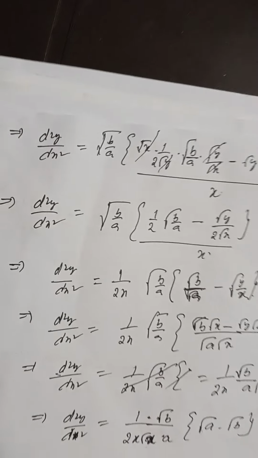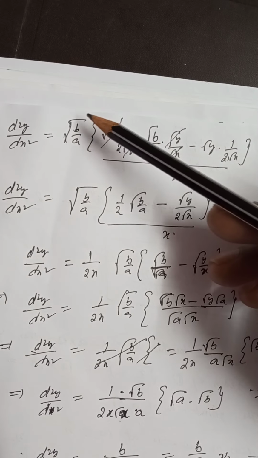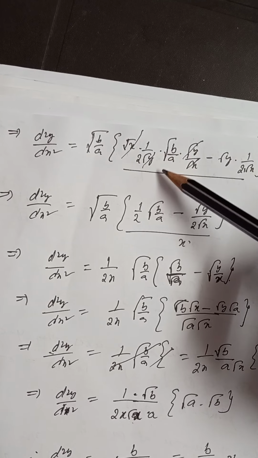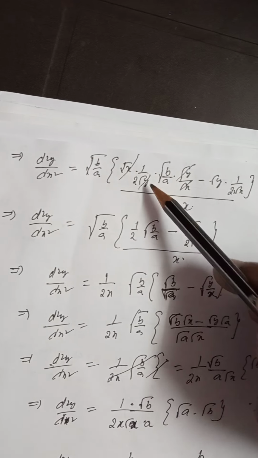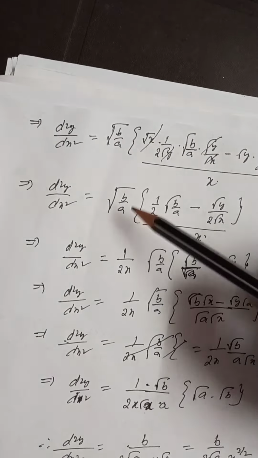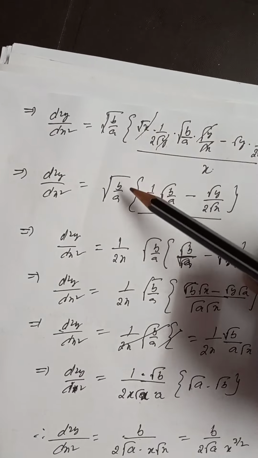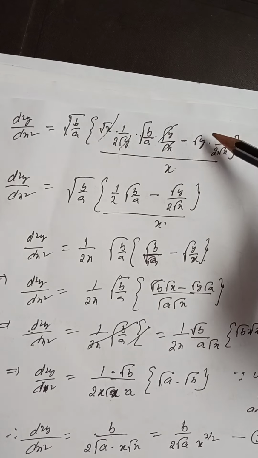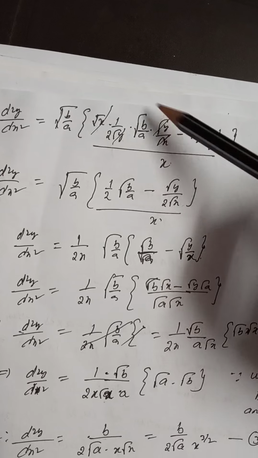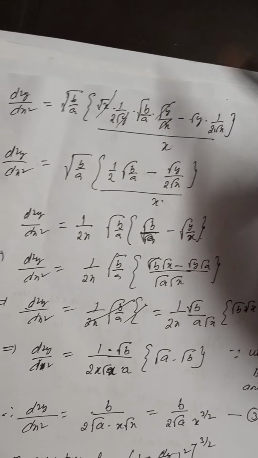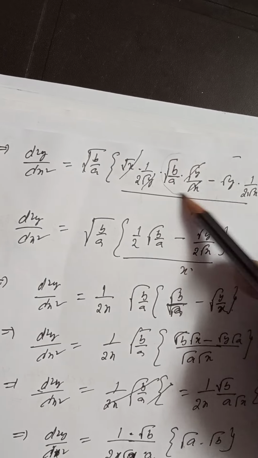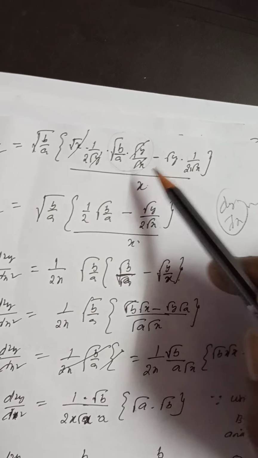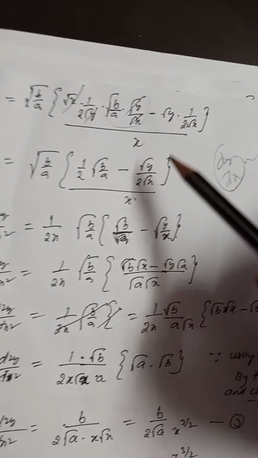continuation. Now d square y by dx square is equal to square root of b by a into, now we are simplifying this one. Root x gets cancelled, root y cancels. Now after simplification, square root of b by a, here 1 by 2 into square root of b by a is there, minus square root of y by 2 into root x. Sorry, where did this value come from, sir? Because we know dy by dx, we are replacing the dy by dx value here. This is the dy by dx value. After substituting the dy by dx value, these terms get cancelled.